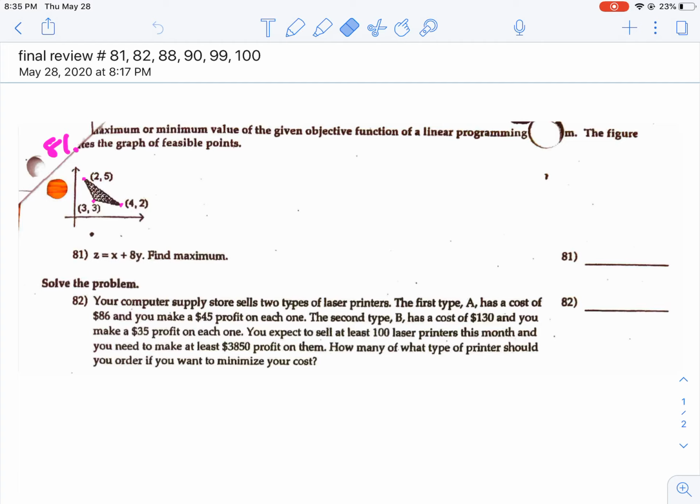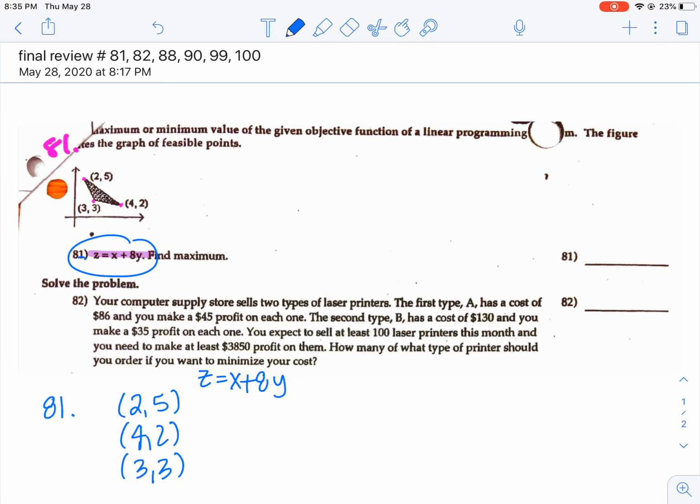All right, let's take a look. 81. Find the maximum, and this is our equation we're going to substitute in. So what we're going to do is take all of the corner points, which are (2, 5), (4, 2), and (3, 3), and substitute those x and y values into this equation. To find the maximum, we look for the highest solution.